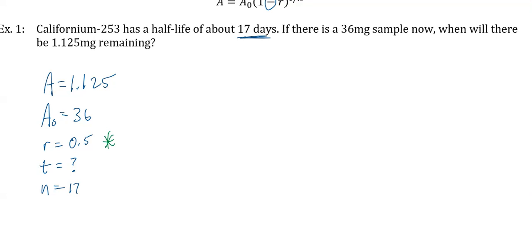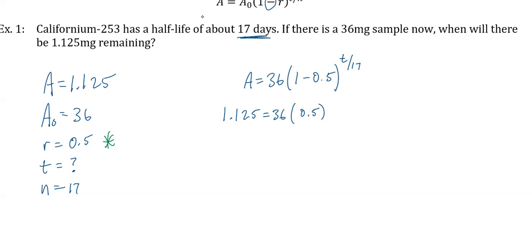Then we write the equation, and remember we write the equation before subbing in. So A equals 36 times 1 minus 0.5, or because it's half-life, you can just put 0.5 in there, to the T over 17. So that's writing out the equation, and then I sub in, and in this case, like I said, we're solving for time. Times 0.5 to the T over 17.